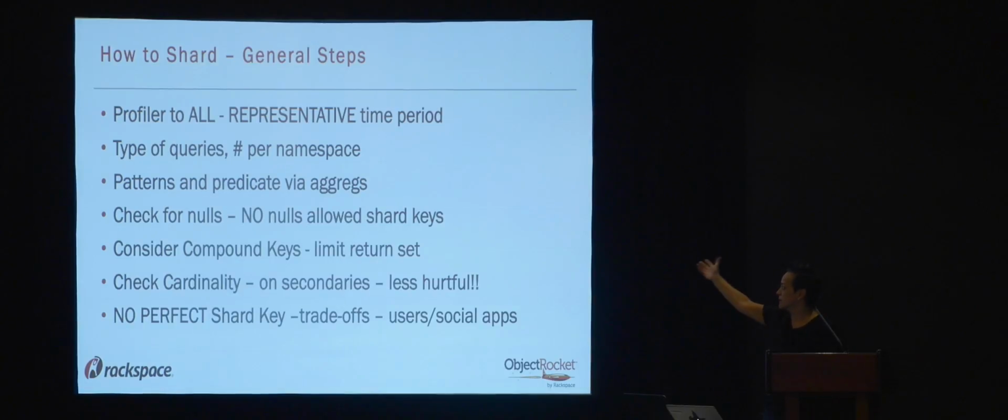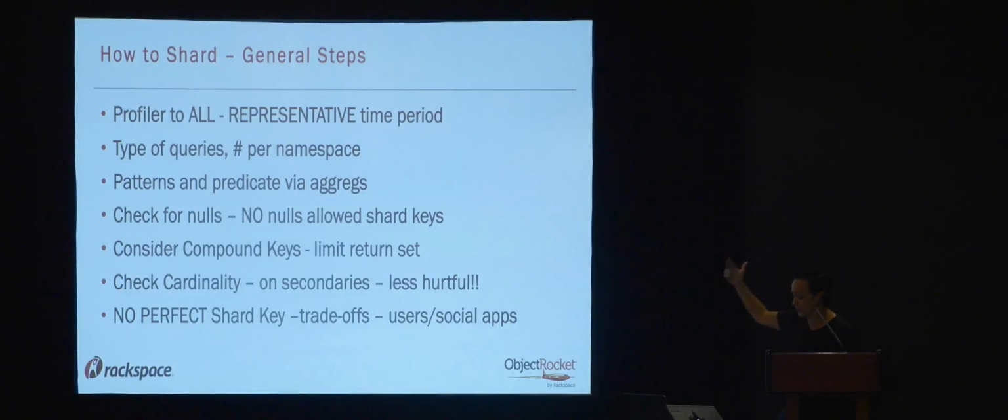Patterns and predicates, aggregations, your types of queries per the namespace. You look at all these different things from your profile data. You check for nulls, because obviously your shard key can't be null, similar to a primary key in a relational database. The compound keys, you check your cardinality. It's better to check a lot of these things on your secondaries as opposed to on your primary, because you don't want to hurt your performance while you are running this.